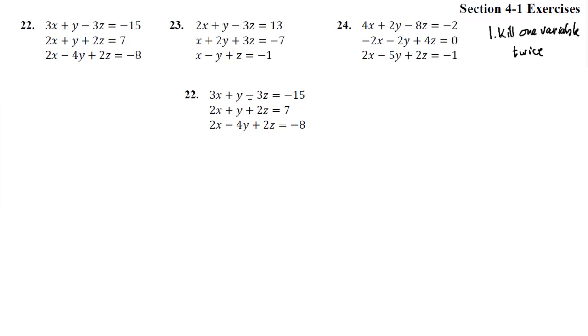Here we are in section 4-1 with exercises 22, 23, and 24. Three variable systems of equations. Three equations, three variables. Again, step number one, we're going to kill one variable twice. That's the main part, is to start with killing one variable twice. We've moved number 22 right here to the dead center so we can work with it, get it out on the operating table. Okay, so we have to get rid of one variable two times.